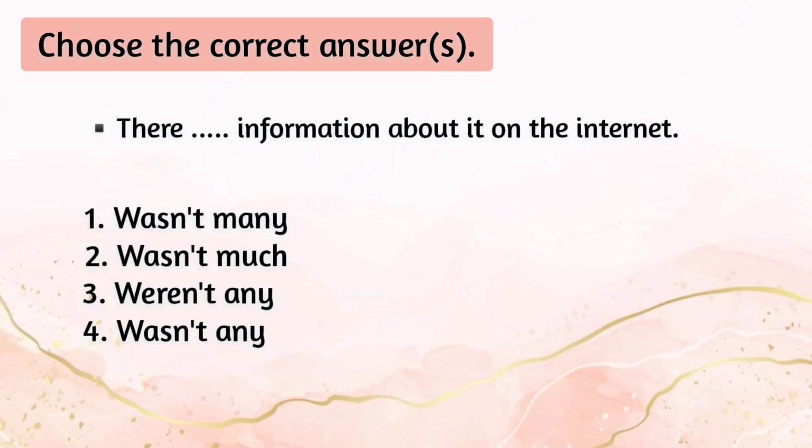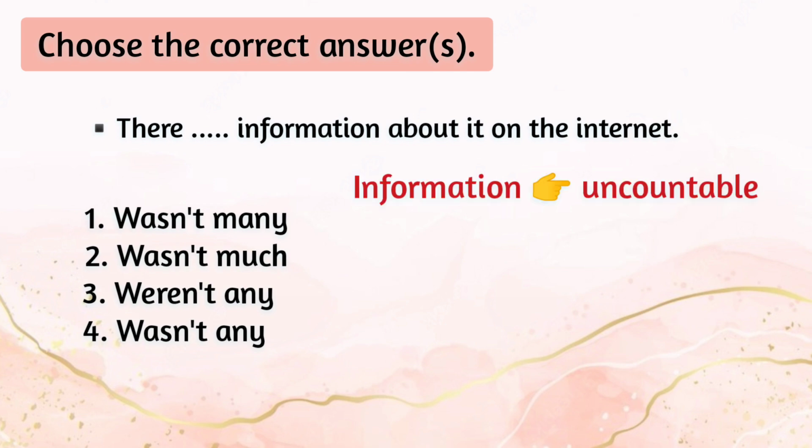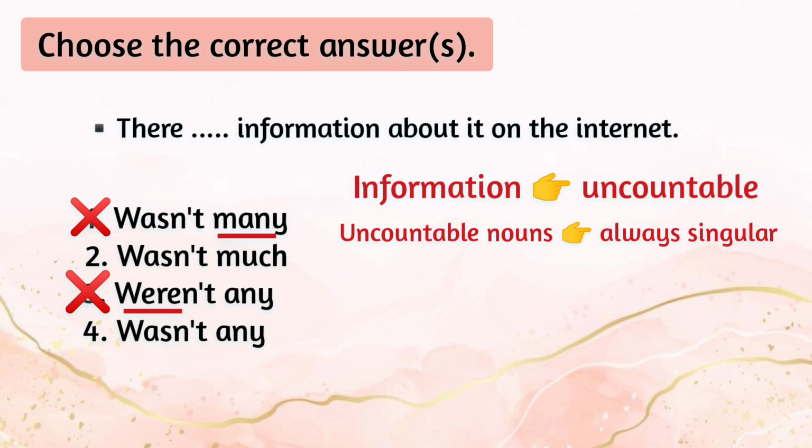There's information about it on the internet. Correct. Information is an uncountable noun. So we can't use the word many, we cross it out. We can't also use the word weren't, because uncountable nouns have got only one form, and that is singular. So the correct answers are wasn't much and wasn't any. Both much and any are correct for uncountable nouns.